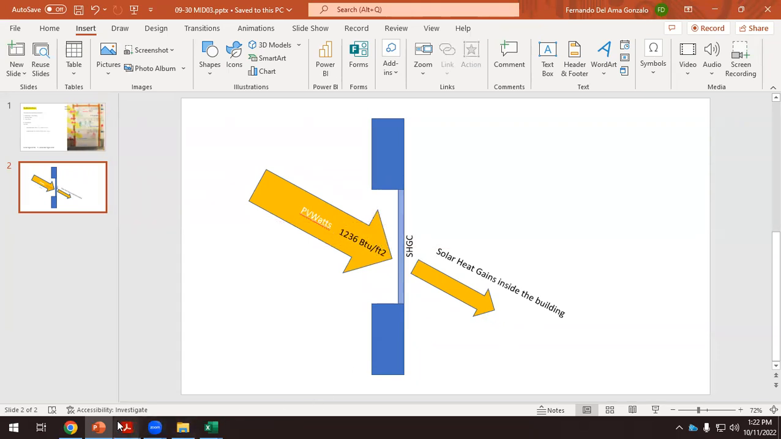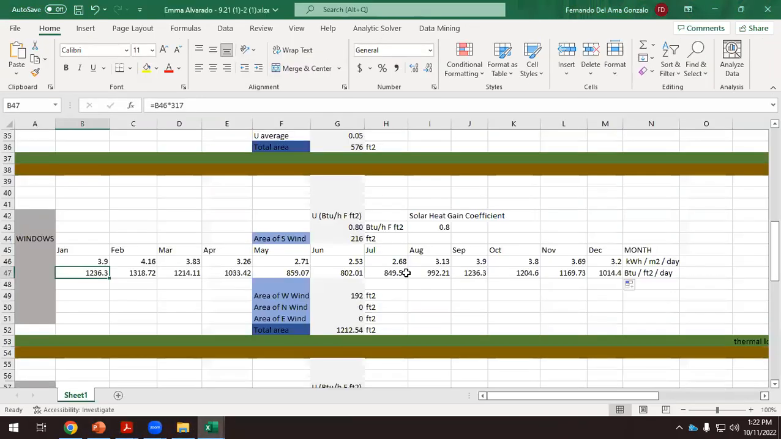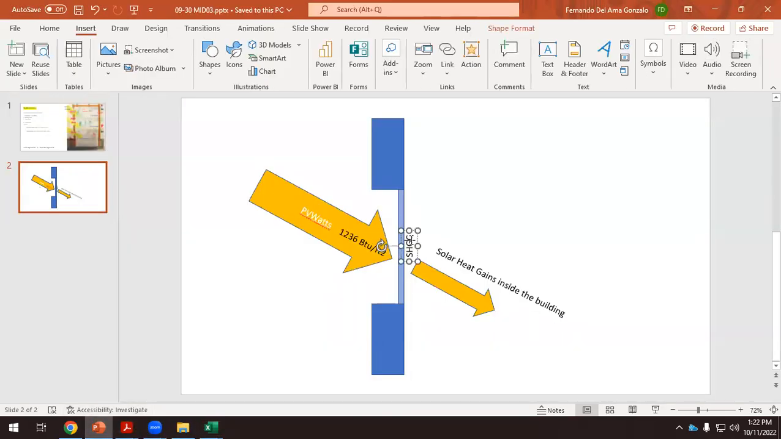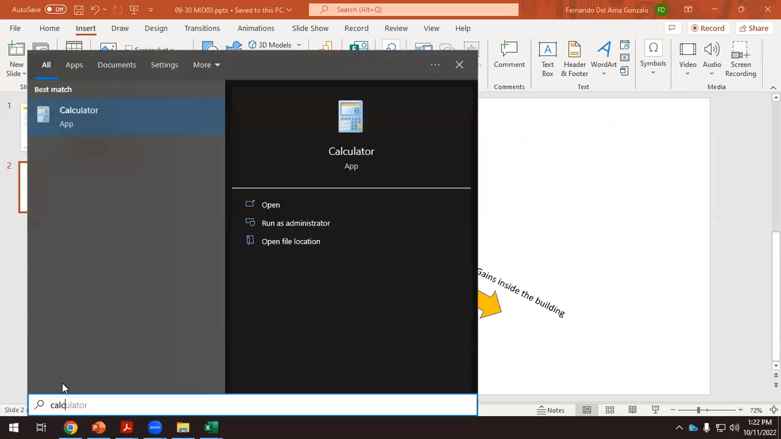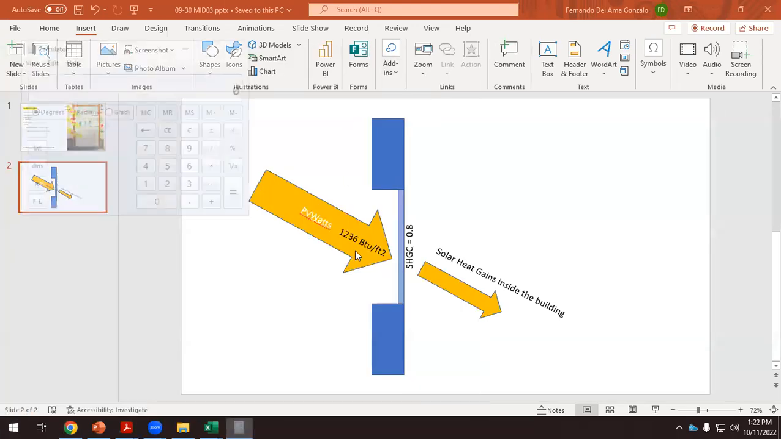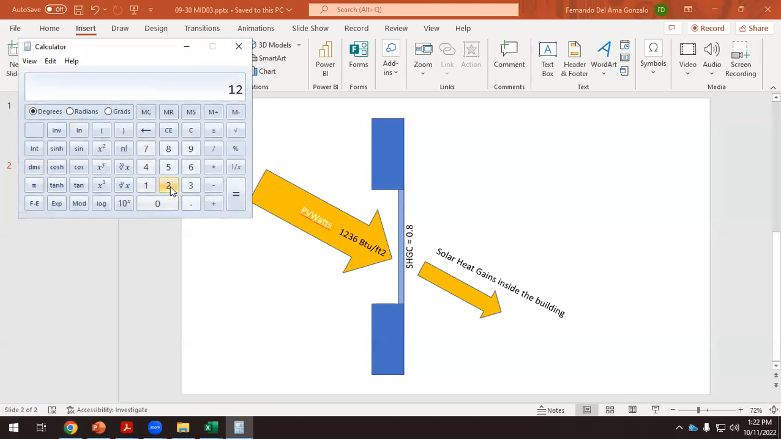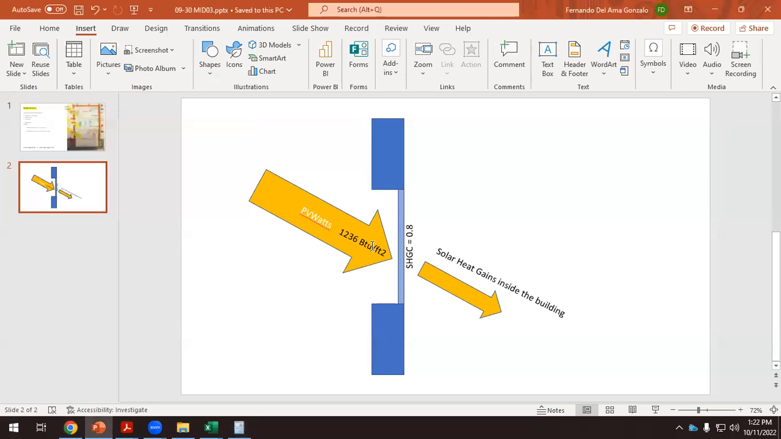Now, if the solar heat gain coefficient is 0.8, what's the value of this arrow? It's 1236 times 0.8. So this is 988.